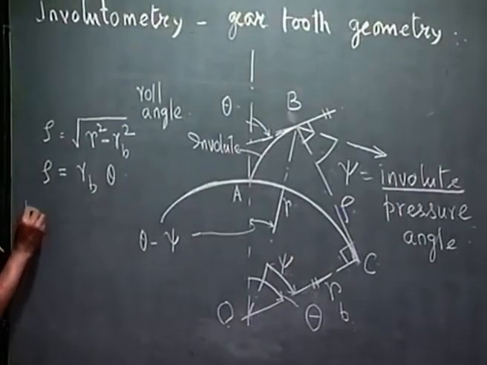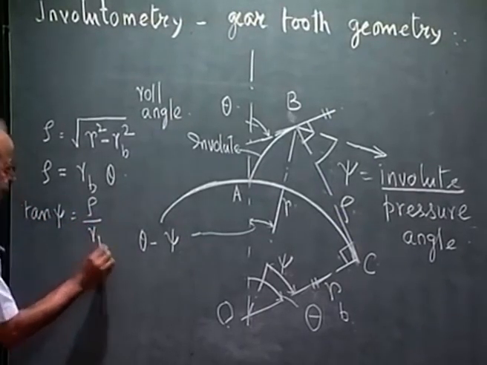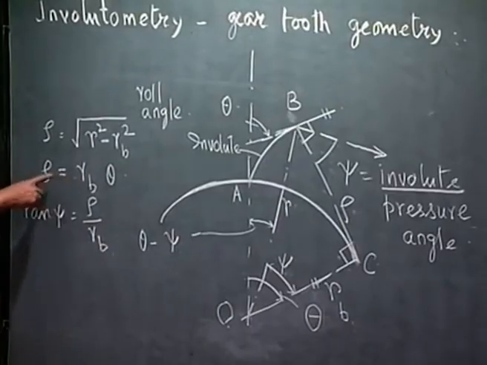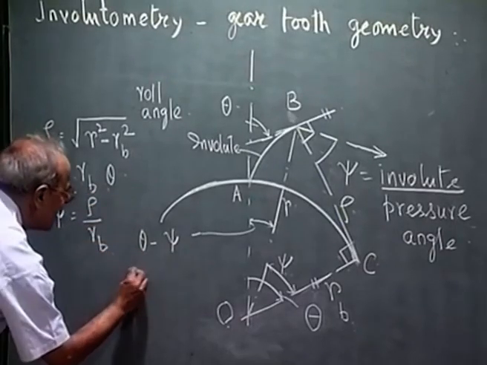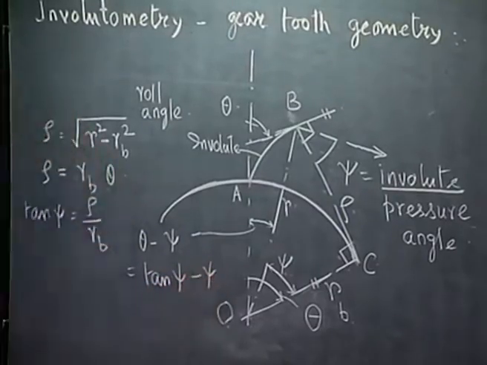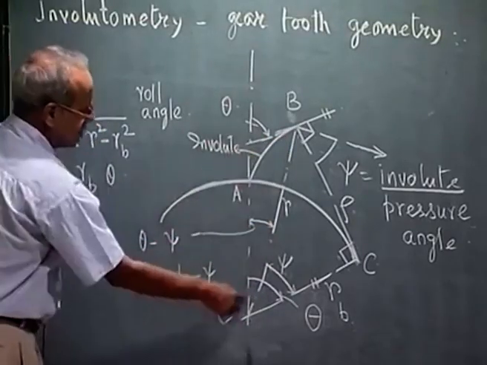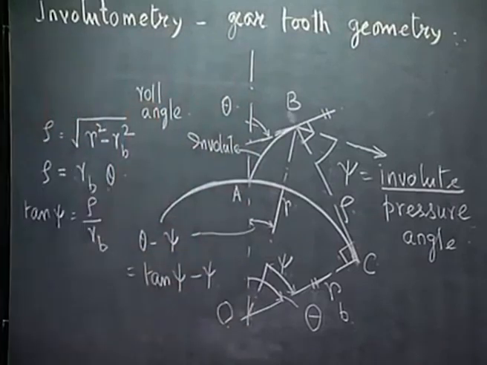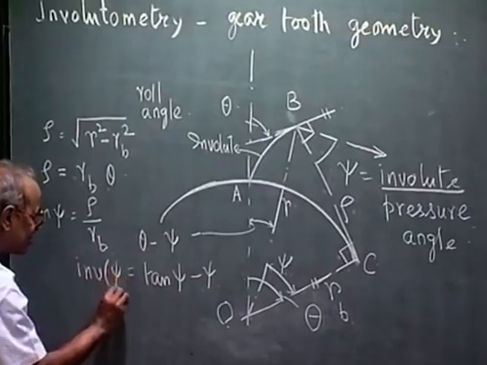So, we can write tan psi is rho by RB. And from here we see rho by RB is nothing but theta. So, I can write theta minus psi as tan psi minus psi. Theta is rho by RB and rho by RB is tan psi. So, this angle that the line OB makes with this original radius OA, that angle is tan psi minus psi, and this is given a name which is called involute function of psi.